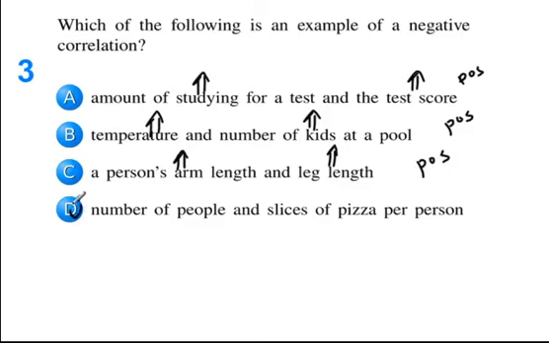So it has to be letter D, but let's double check. Number of people, so if that goes up, slices of pizza per person, well, the more people, the less food you have, that goes down. So that's your negative correlation like it asked.